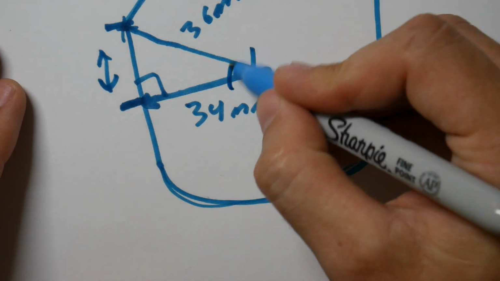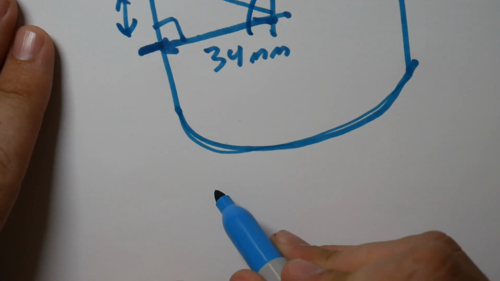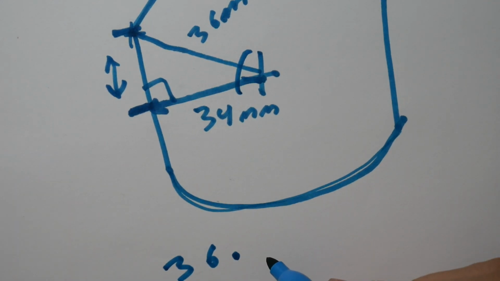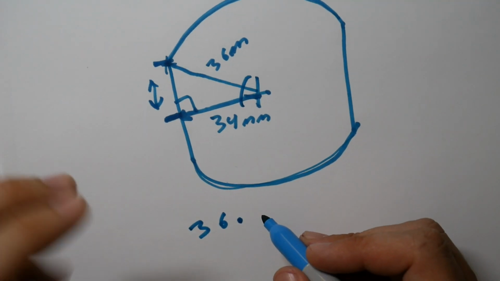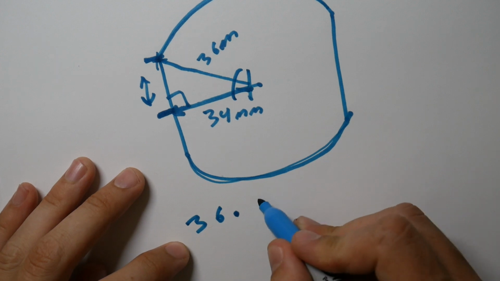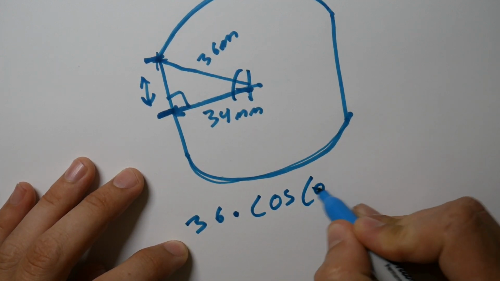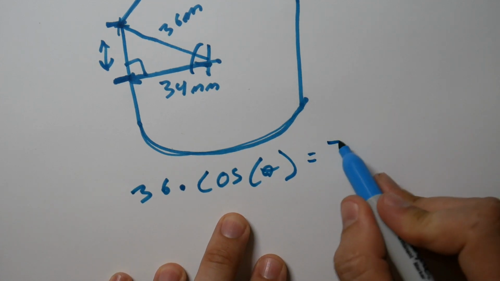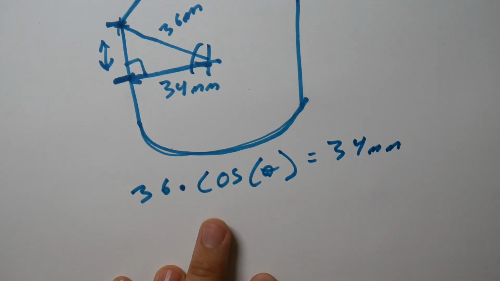So we know though that if we took 36 right there and then multiplied that by the cosine of that angle, we'll call it theta right now, it would equal 34 millimeters.